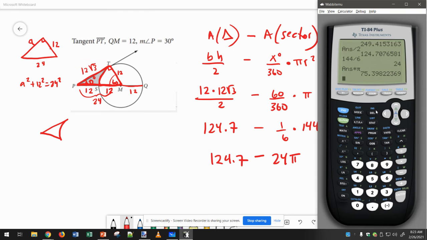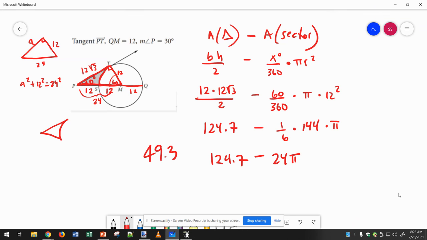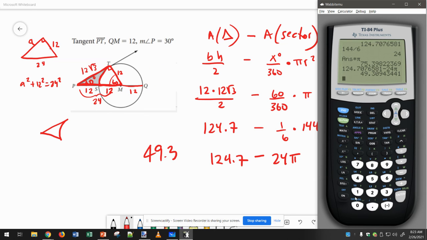124.7 minus 24 pi. I can actually go up here. Oh, I can't on this calculator. If I do 124.7, I'm going to write in a couple more decimals just to be a bit more accurate, and then do minus 24 pi. Okay, so now I'm going to round that to the nearest tenth. 49.3. Let's just see what would have happened if I would have just done 124.7 minus 24 pi.